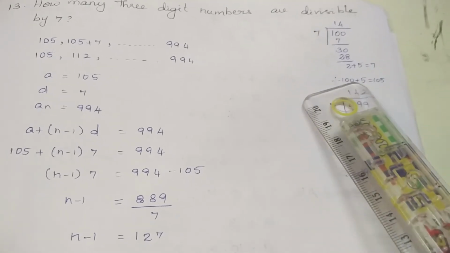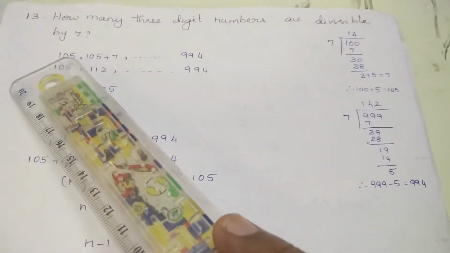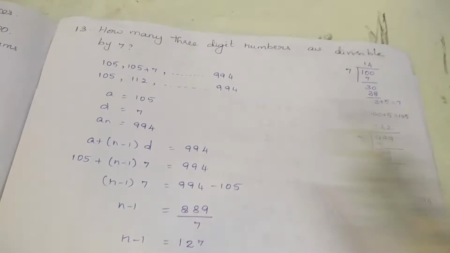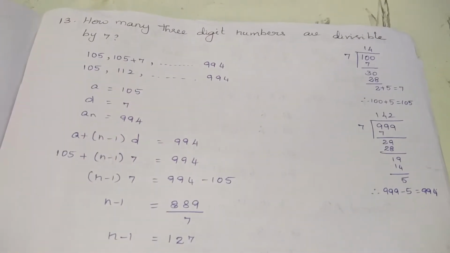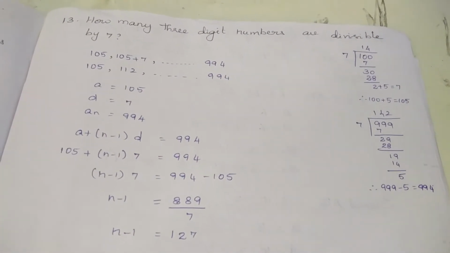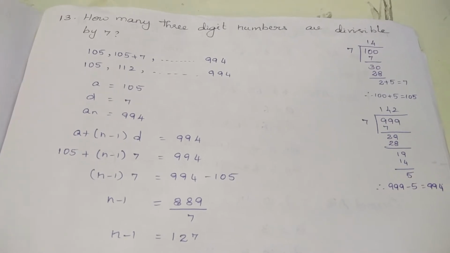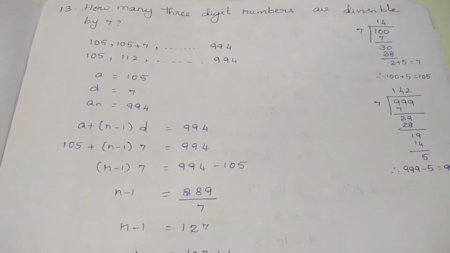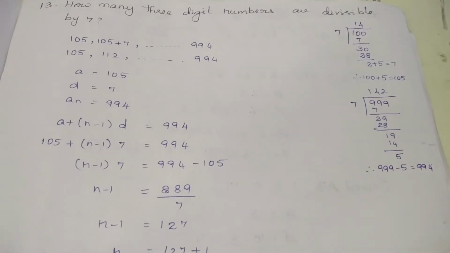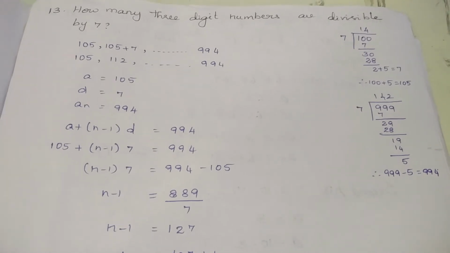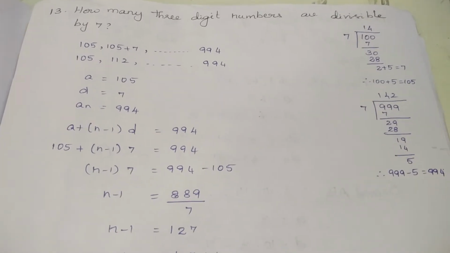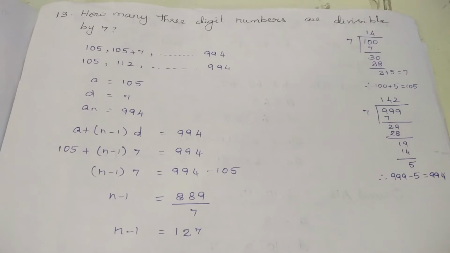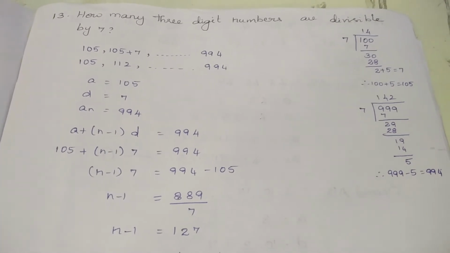That's why only 100 plus 5, 105. So 105 is divisible by 7. Otherwise, you would have to check 101, 102, 103, 104, then 105, which will take more time in the examination. So if you do this sum easily, you can find which number is divisible by whatever they are asking.